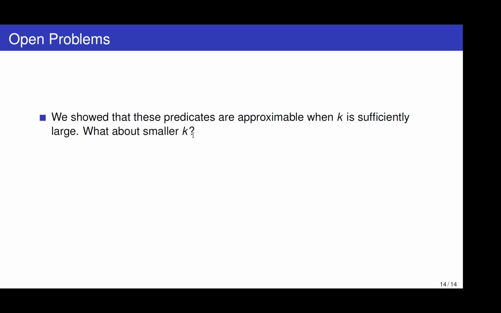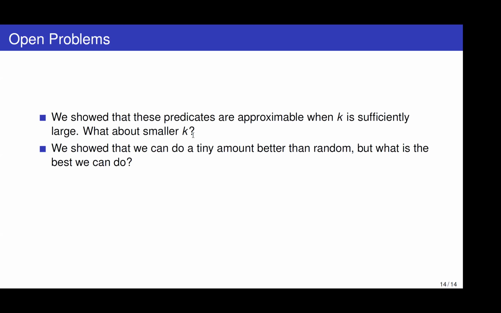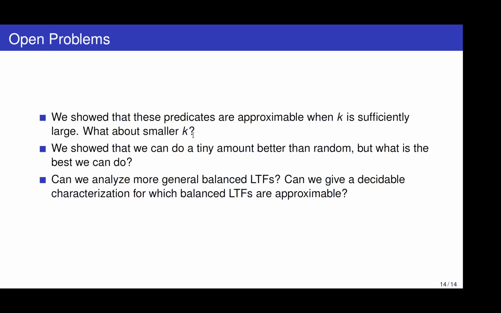So let me conclude with a few open problems. We showed that these predicates are approximable, but our techniques only work for a sufficiently large k. So what about smaller k? We showed that we can do a tiny bit better than random, but what is the best we can do? And finally, can we analyze more general balanced LTFs? We know there's a balanced LTF that's approximation resistant under the unique games conjecture. So can we give a decidable characterization of which balanced LTFs are approximable and which are approximation resistant? And that's all I have. Thank you for your attention.